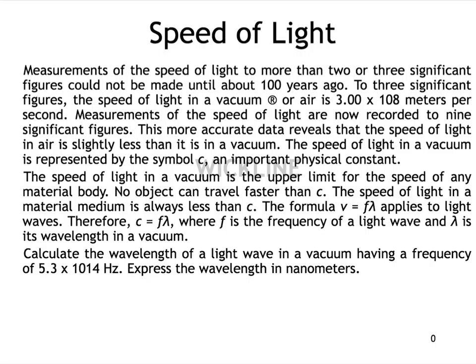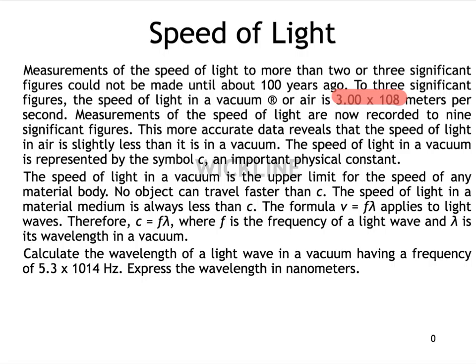So light moves really, really fast, so fast that we did not know very accurately how fast it moved until about 100 years ago. It was just simply too fast to measure. However, we do know now that its speed is basically 3.0 times 10 to the 8th meters per second. It's the fastest thing that we know of in the universe.